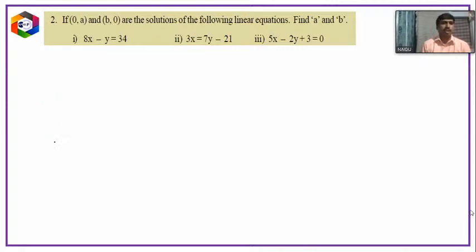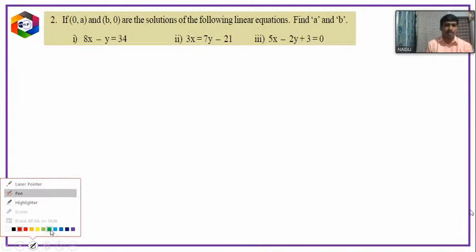If (0, a) and (b, 0) are the solutions of the following linear equations, find a and b. Again, this is also relating to the solution, but the second model. In this also, I will try to explain two questions and one more question will be left, and that you can complete. First, we will complete one question, and based on that, you can respond for the next question also.